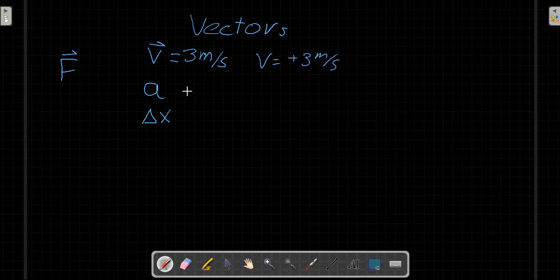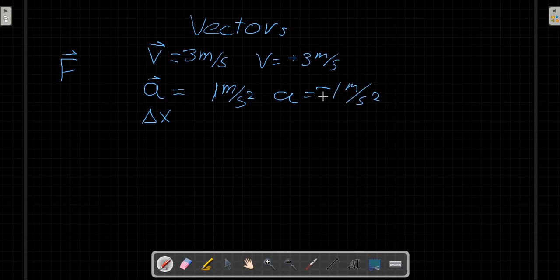Same thing with acceleration. If we say that the acceleration is negative 1, sorry, not negative, without the negative, right? Because I just said that if you include direction, you don't need this little arrow. So we'll call this 1 meter per second squared. That is the magnitude, the size of this vector for the acceleration. And then if we say that the acceleration is negative 1 meter per second squared, that tells us the direction of this vector. And then the same thing for displacement, right?